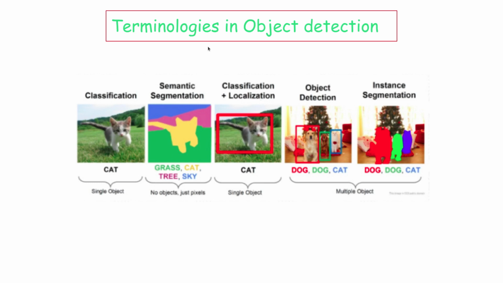And the same analogy goes for multiple objects, where you can do object detection and localization of multiple objects, and also do segmentation based on which classes you find.